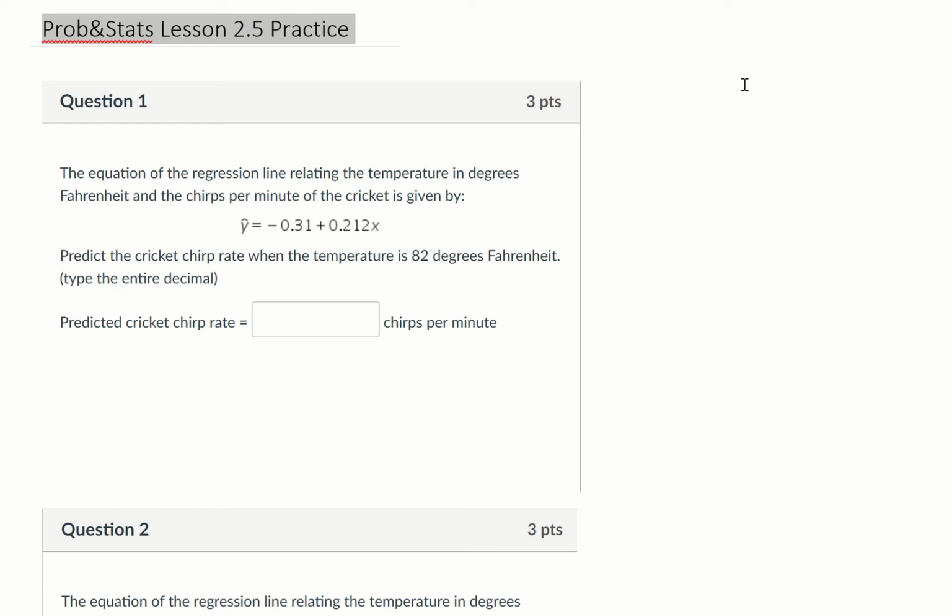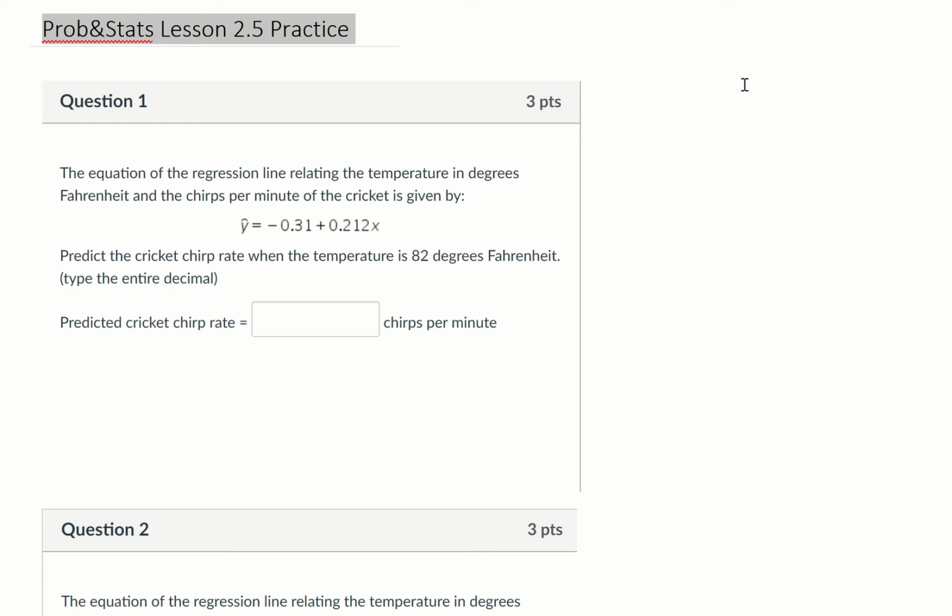We're going to basically go over the problem from Canvas on 2.5, which is all on the equations of regression lines. Not calculating them, but just regression lines themselves. So we want to make some predictions and calculate some residuals here.